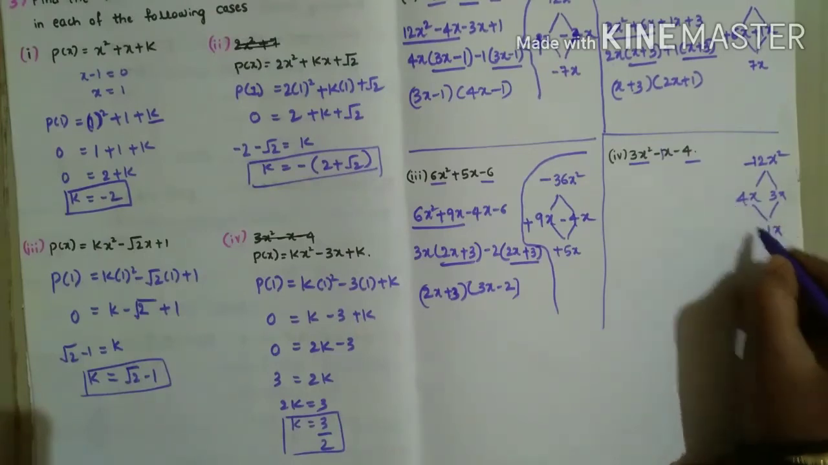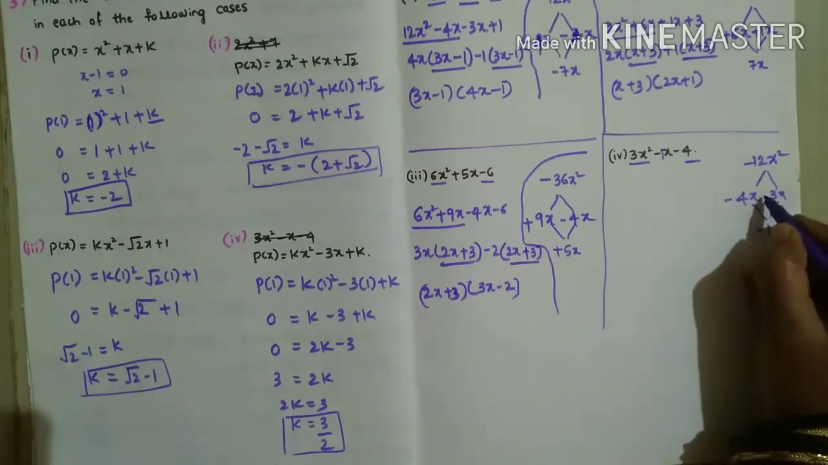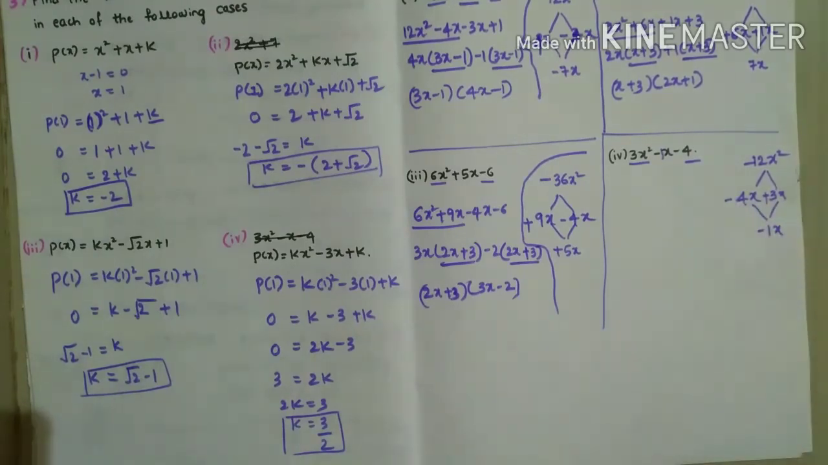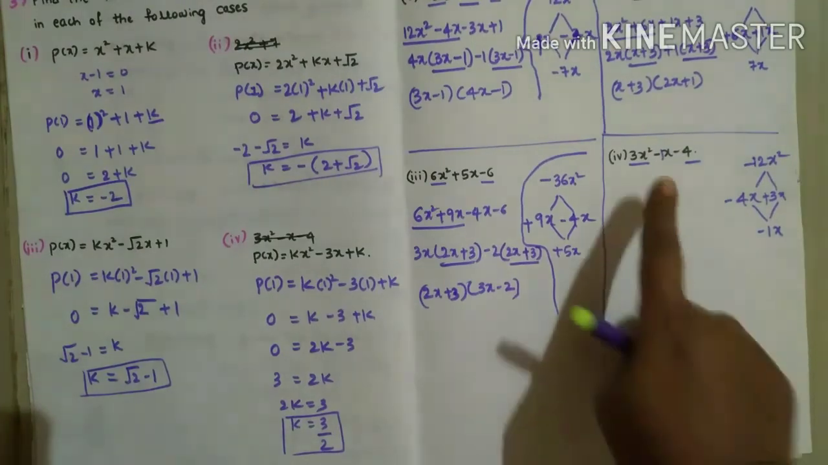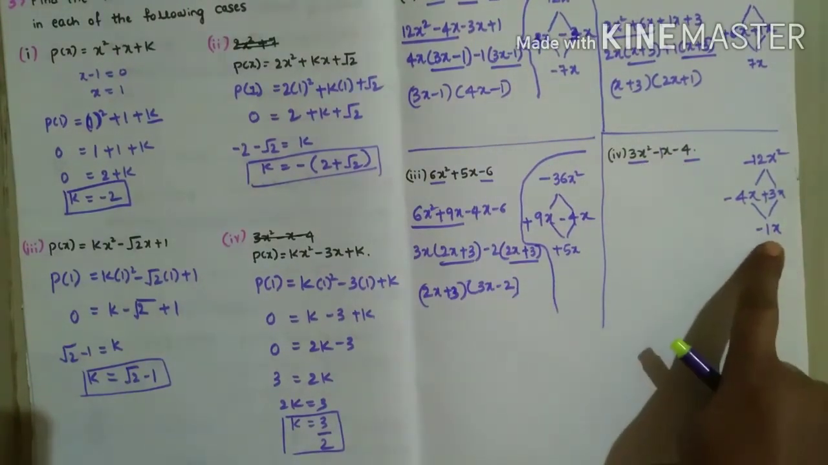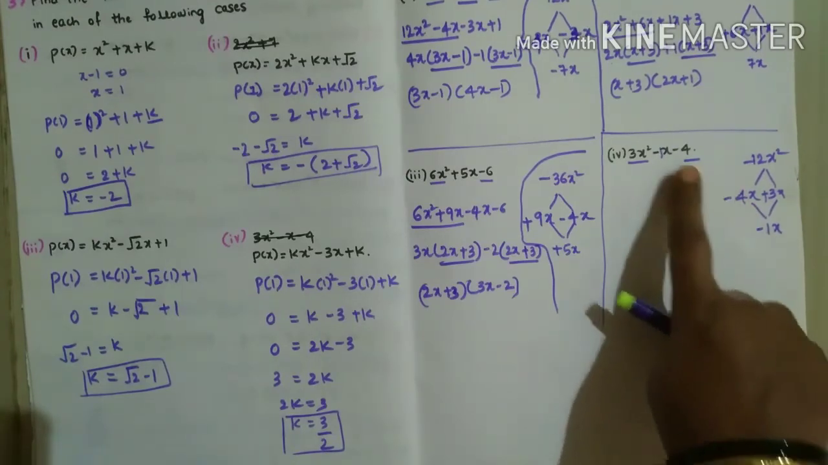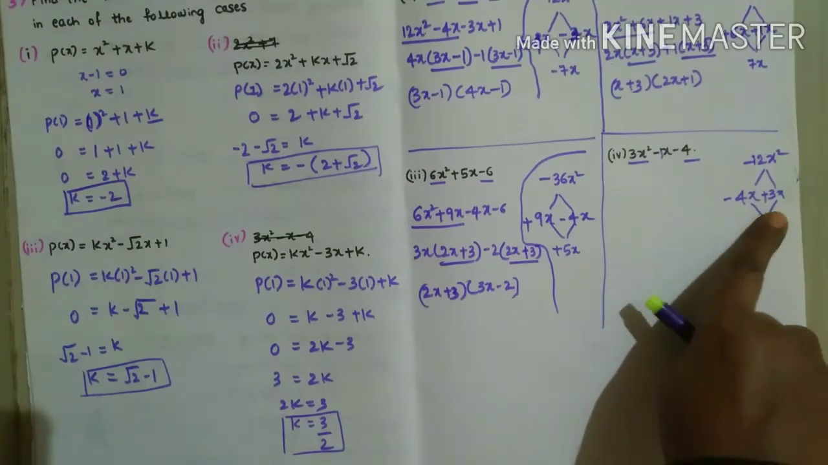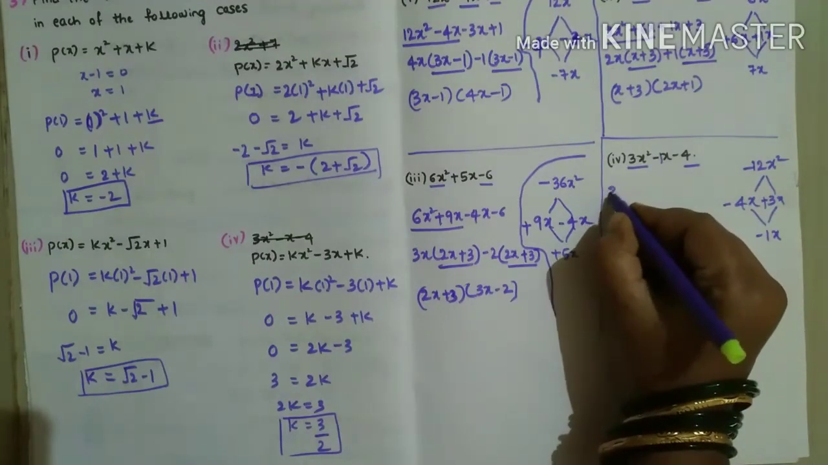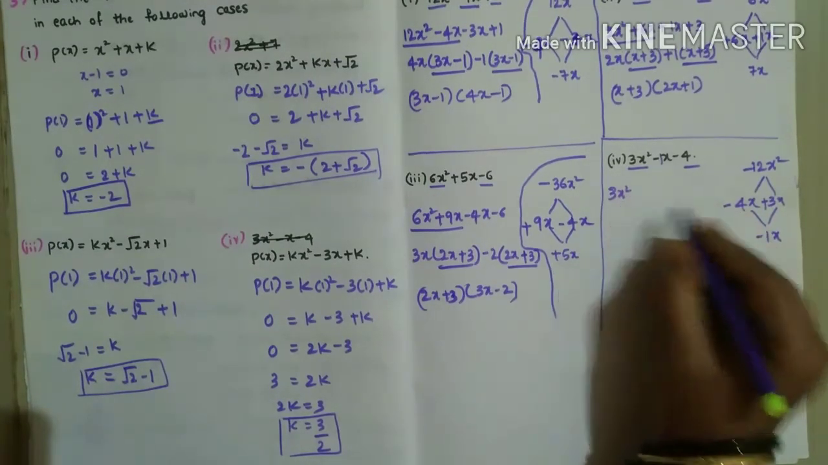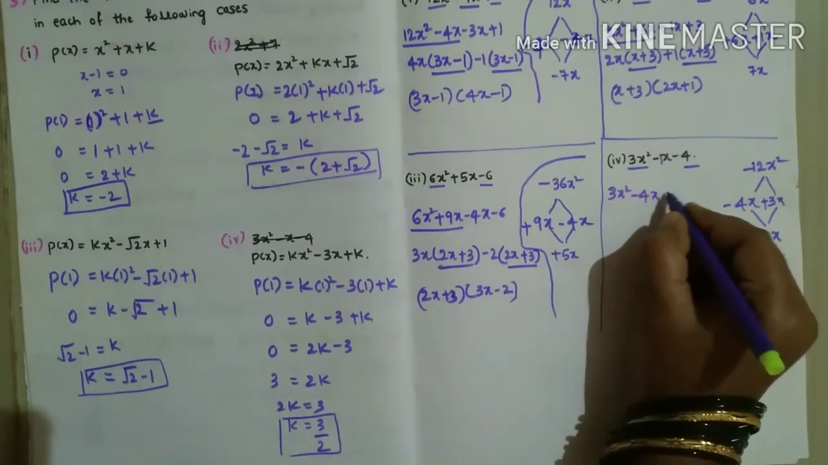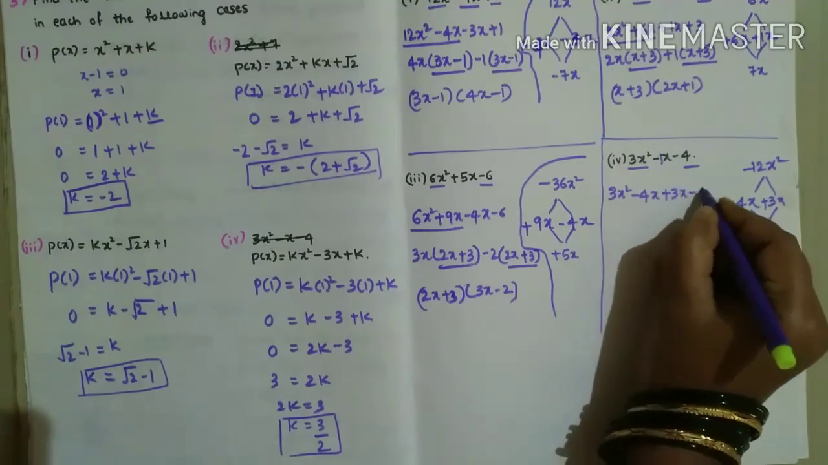Which signs do we have to take? Minus you want to get. So for the bigger number, minus you should take. Always remember that here in the middle, if you want to get minus, for the bigger number minus you should take. For the smaller one you have to take plus sign. So 3x square, I will write minus 1x as minus 4x plus 3x minus 4.